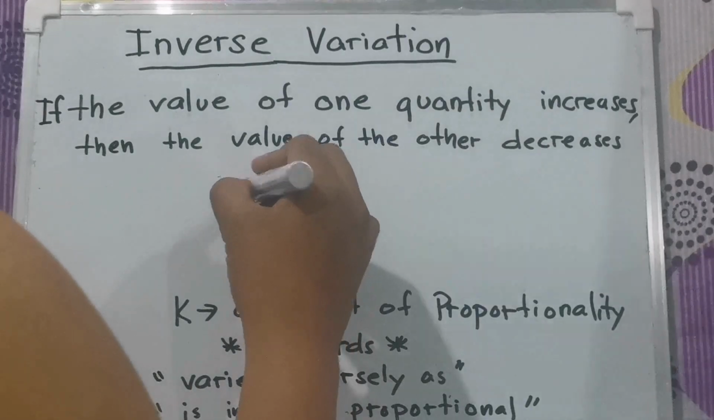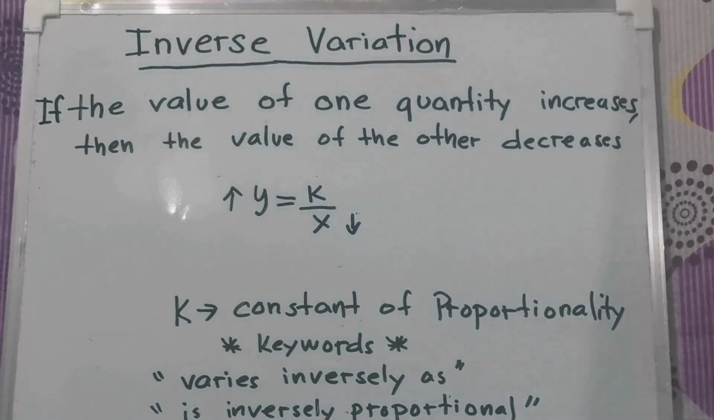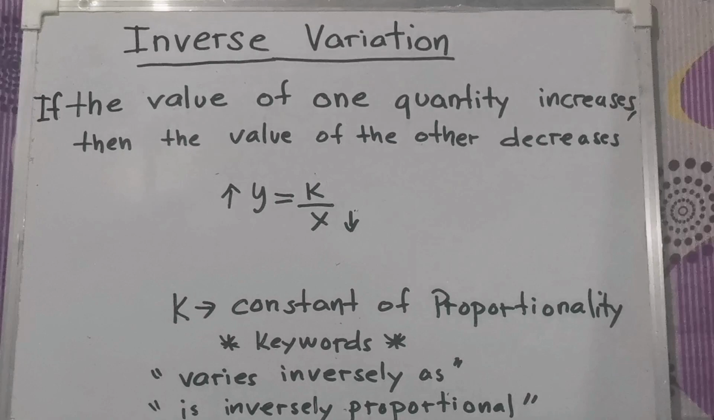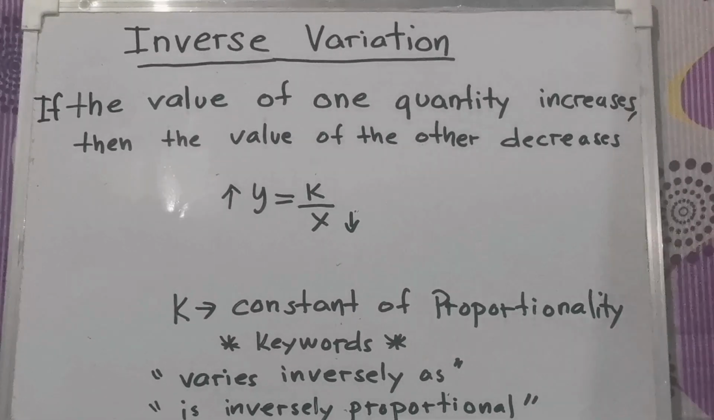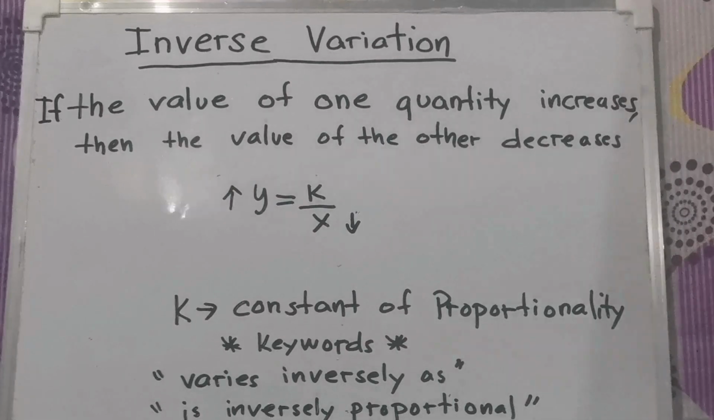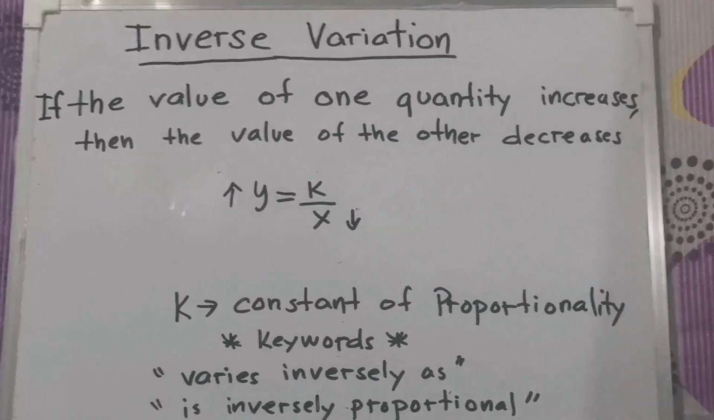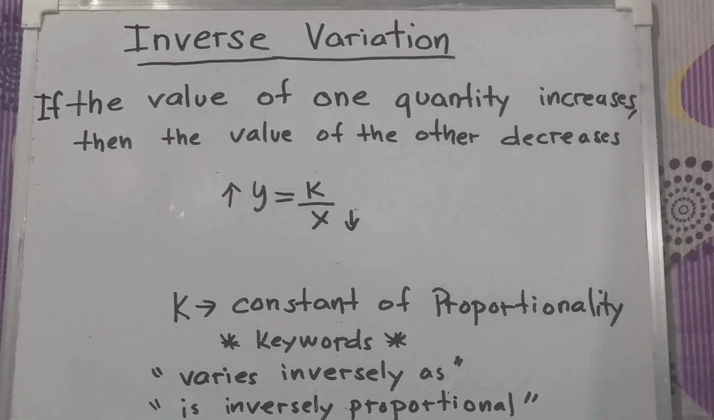Here, again, if x decreases, then the value of y increases. So again, same with direct variation, our k represents our constant of proportionality, and these are the most common keywords used in inverse variation: varies inversely as, is inversely proportional to.